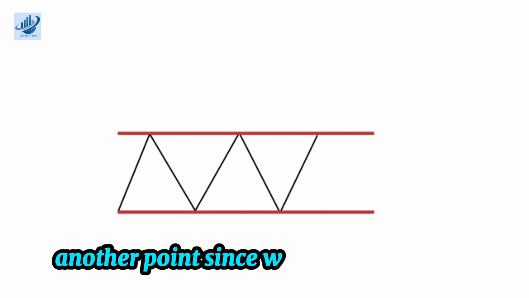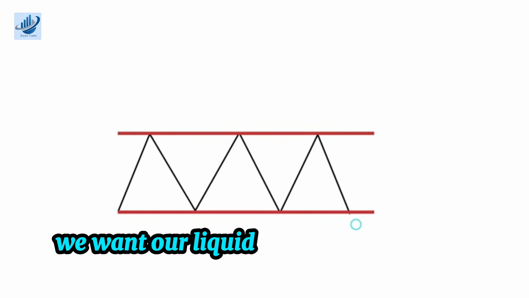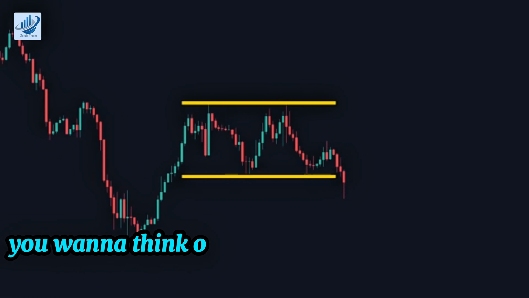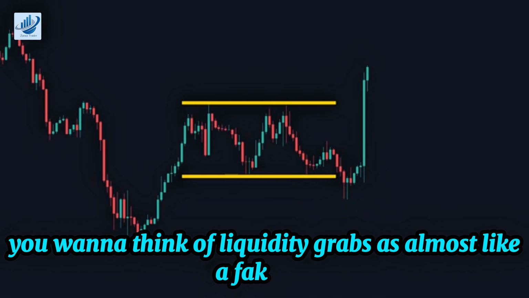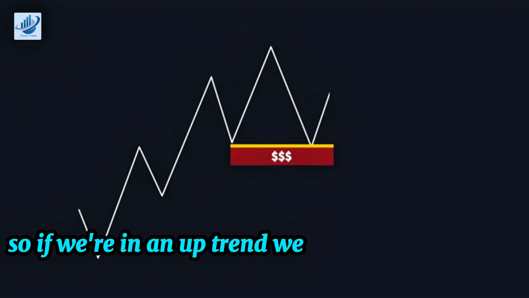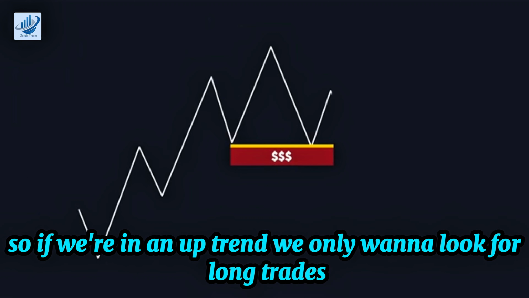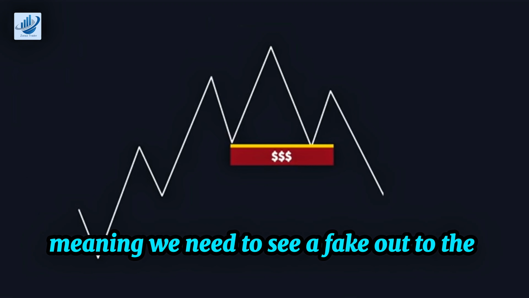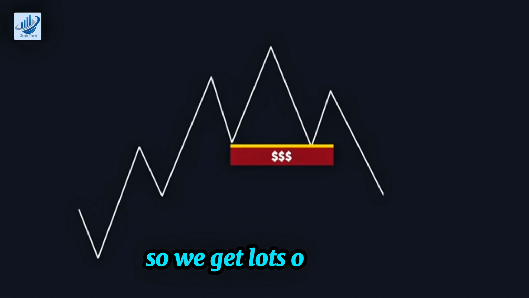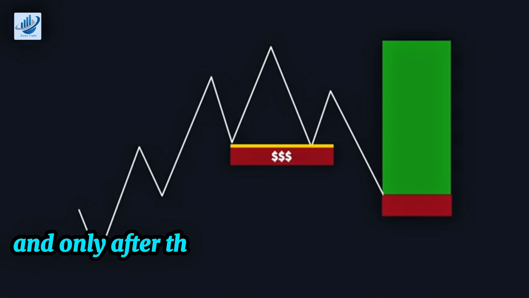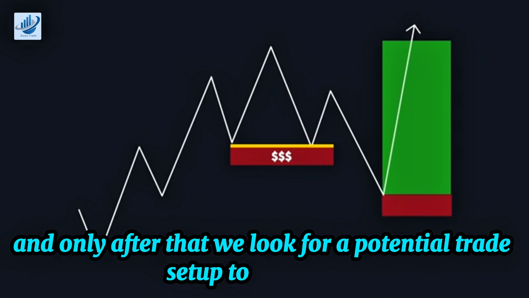Another point, since we're in an uptrend, we want our liquidity to be towards the downside. Because like I said before, you want to think of liquidity grabs as almost like a fake out. So if we're in an uptrend, we only want to look for long trades, meaning we need to see a fake out to the downside first. So we get lots of liquidity, and only after that, we look for a potential trade setup to the upside.